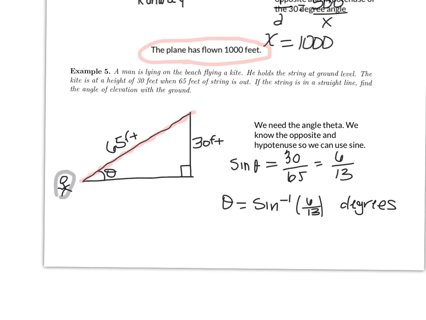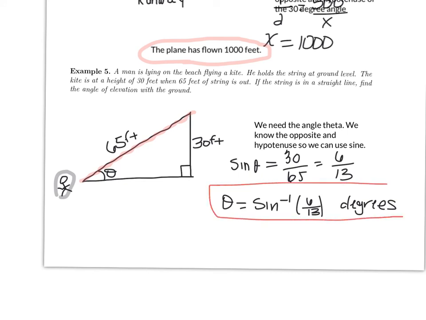We know the opposite side and we know the hypotenuse, so we can use the sine function. Now, if you wanted to, you could use the Pythagorean theorem, find the third side, and then use any of the 6 trig functions that you wanted, but that's a lot of work to find that third side, especially without a calculator. Those numbers are going to get decently big. So just work with what you have. So sine of theta is opposite, which is 30, over hypotenuse, which is 65, which reduces to 6 over 13. So theta is the inverse sine of 6 over 13.